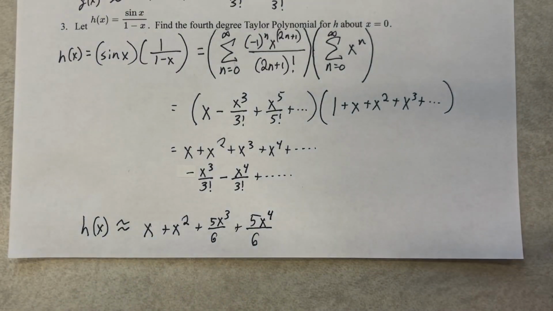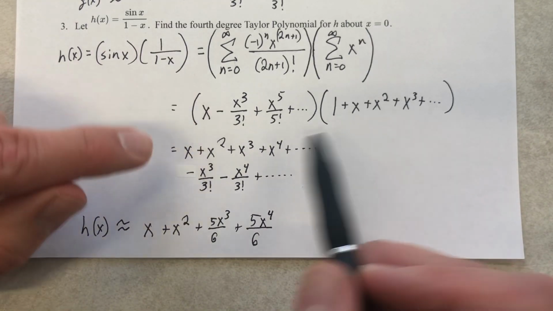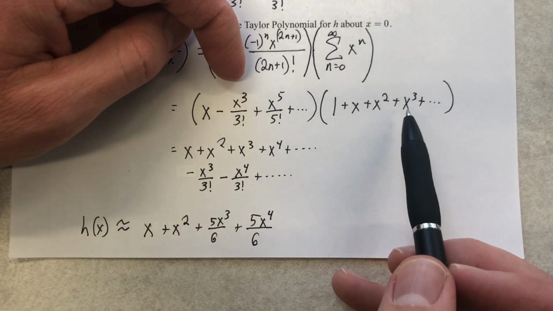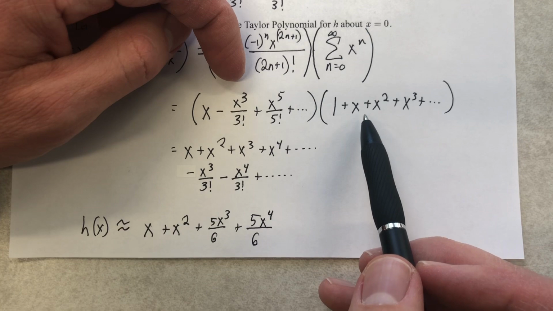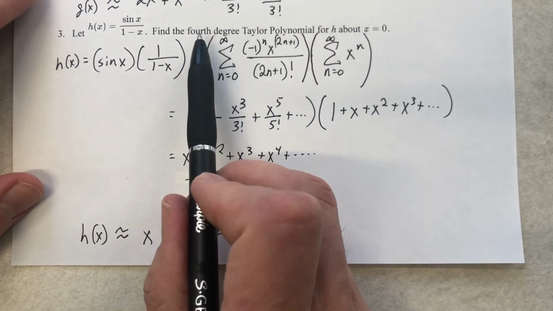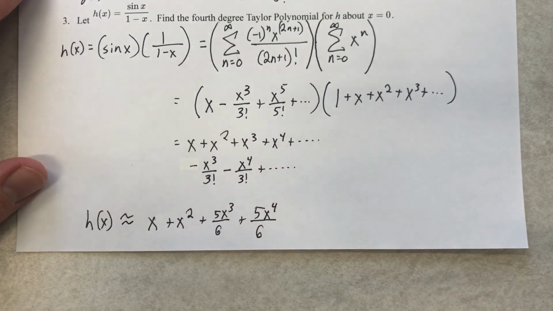Let's pause, make sure we're right. I think we are. We distributed the x as far as we needed to go. We distributed the negative x cubed over 3 factorial as far as we needed to go to get as many terms as were necessary to guarantee that we got all the way up to the 4th degree. If you distribute that further, you've gone too far. That is my answer.